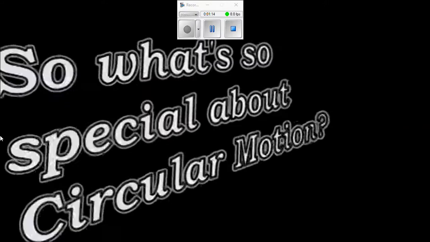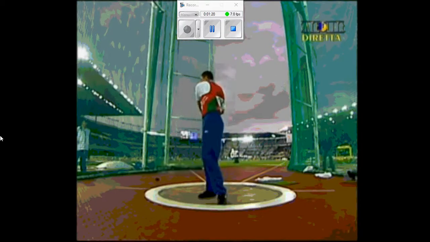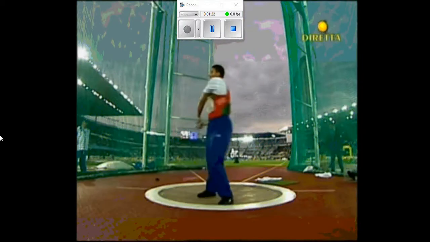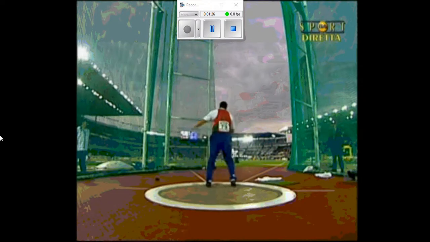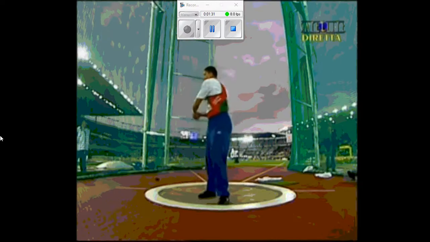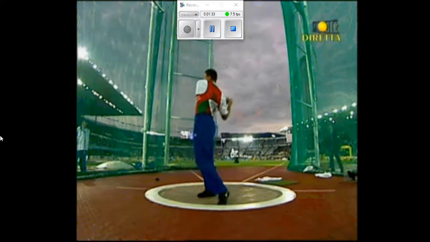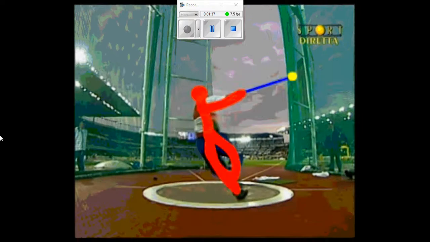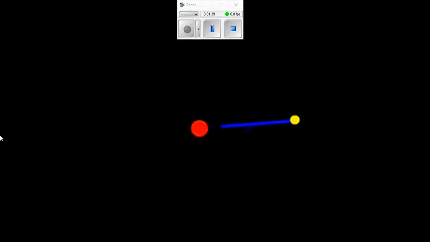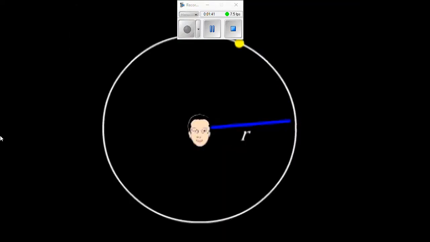So what's special about circular motion? And then the video just goes through some examples. So here's a guy doing the hammer toss or whatever that thing is. I think it's the hammer toss. Pretty incredible. And here we go. This is just trying to give you some of the basics of circular motion.